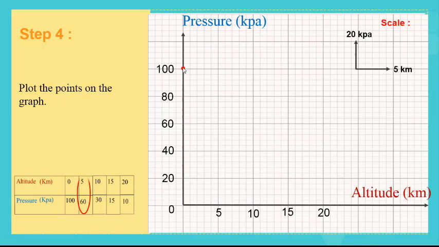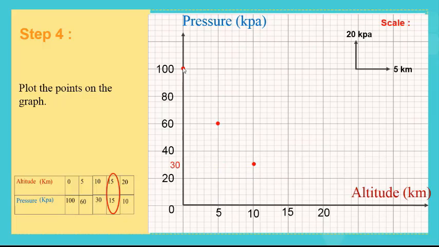The second point, 5 km, 60 kilopascal. Draw a dotted vertical line, then a dotted horizontal line. The second point is the intersection of the two traced straight lines. The third point, 10 km, 30 kilopascal. Draw a dotted vertical line, but here there is no 30, so we estimate it in the middle, between 20 and 40. This is 30. Now, draw a dotted horizontal line. This is the third point.